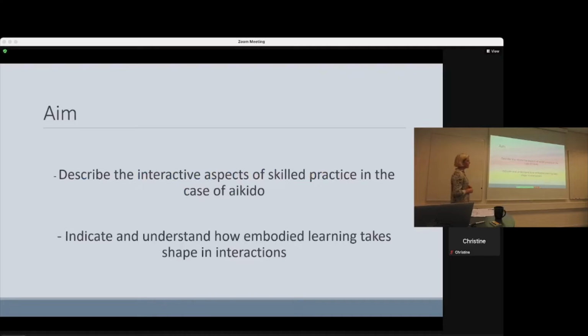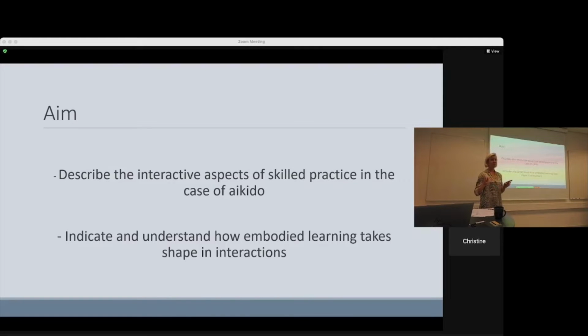So the aim, I just discovered that in the abstract I use the energy on specifying the theme. There's of course an aim. We're going somewhere. I want to describe the interactive aspects of the skilled practices of the case of aikido. Aikido is a case in relation to understanding what is skilled practice in couple-based activities. I also want to indicate and understand how embodied learning takes shape in interactions. And I use embodied learning more or less synonymous with incorporating and cultivating skills.